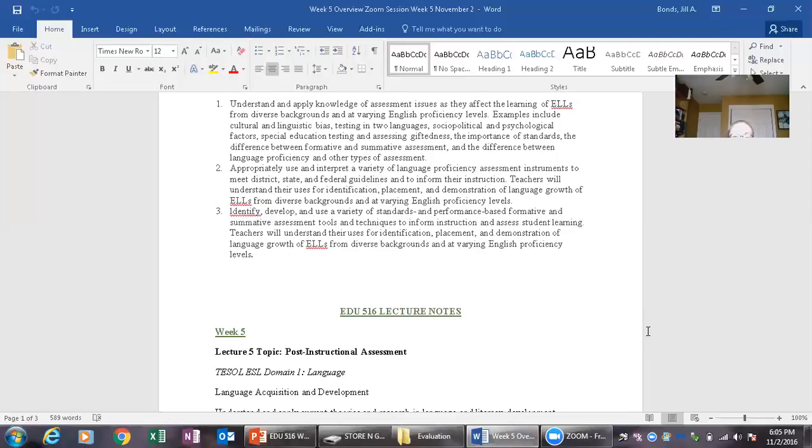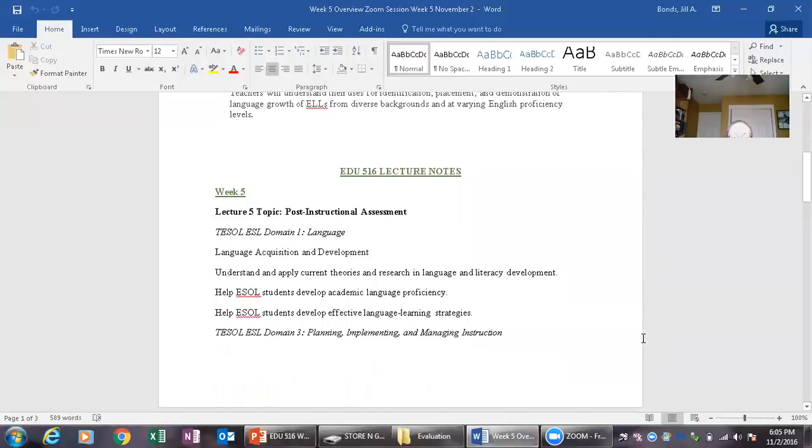Week 5, we talk about post-instructional assessment. TESOL, ESL Domain 1, language acquisition and development: understanding and applying current theories and research in language and literacy development, helping English speakers of other language students develop academic language proficiency, helping ESOL students develop effective language learning strategies.